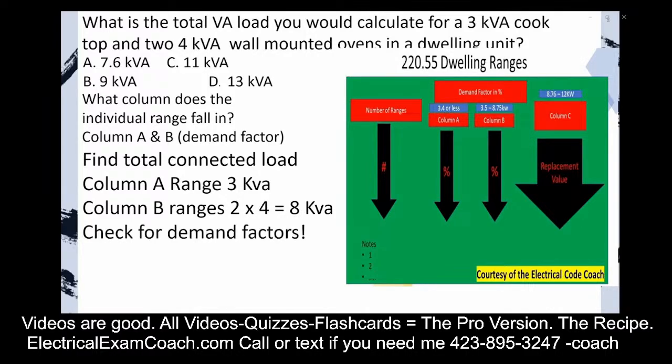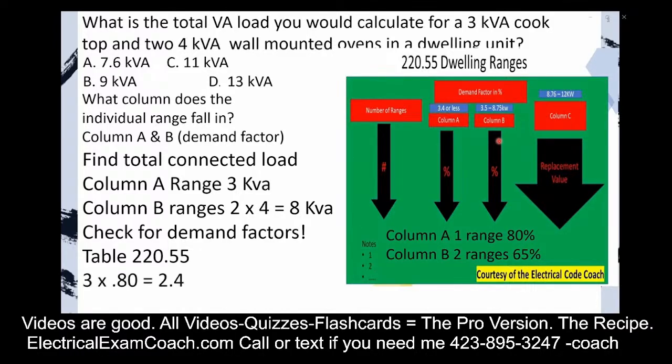Now we check for demand factors. We head back to our table, and we start on the left-hand side for our column A ranges, and we find the multiplier for 1, and then we start on the left-hand side and find our number of ranges for our column B ranges and find the multiplier, and we're going to find that they're 80 and 65% respectively. Now all we have to do is do the math. We take our column A ranges and do the math, take our column B ranges and do the math, but then we can't forget to total them back together, and we're going to select A. Great job.